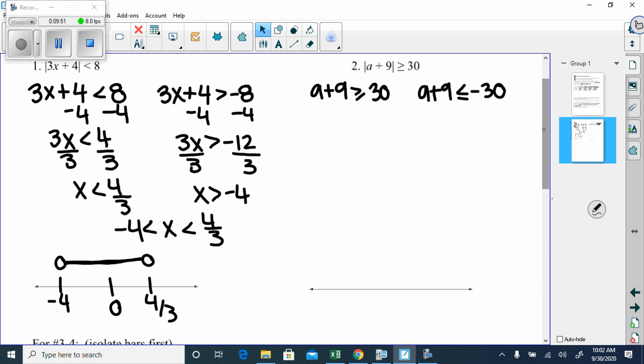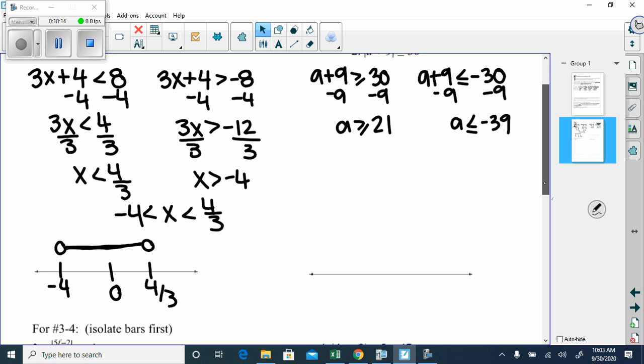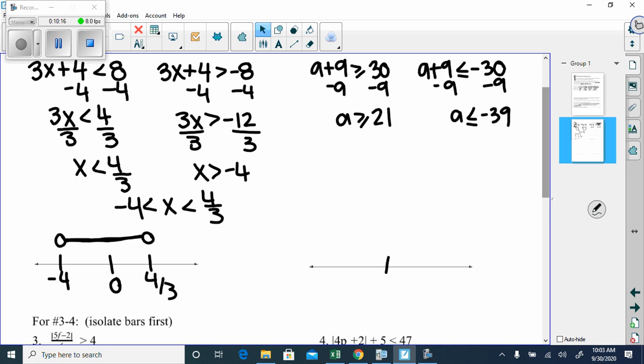Well, the only thing I have to do is move the 9, right? And what is 30 minus 9? Good. So I have A is greater than or equal to 21. On the other side, I'm subtracting from negative 30, so I have A is less than or equal to negative 39. Alright, so there are my two solutions. I just need to put them on the number line.